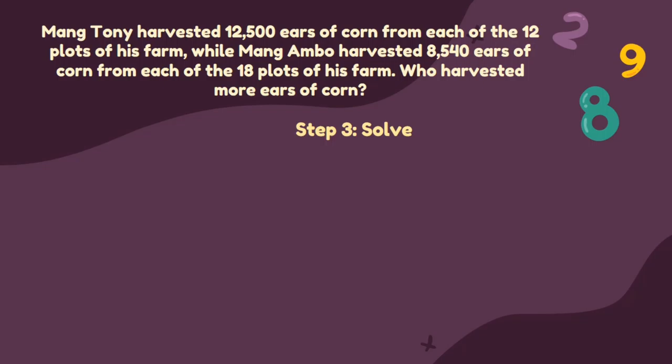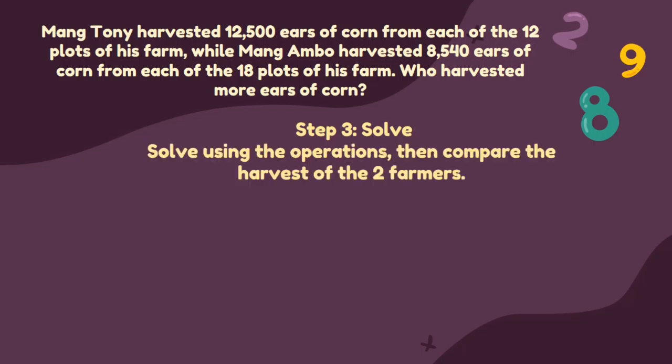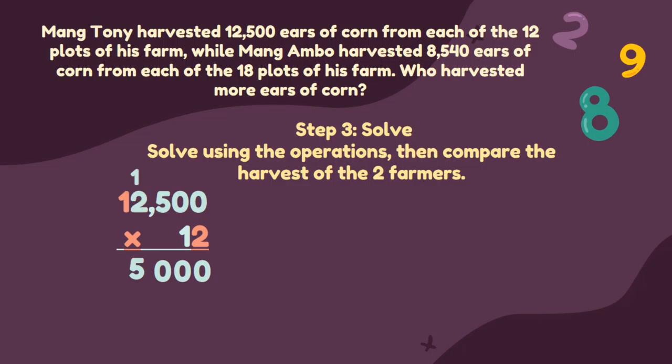Step 3. Solve. Solve using the operations, then compare the harvest of the two farmers. 12,500 times 12. 2 times 0 is equal to 0. 2 times 0 is equal to 0. 2 times 5 is equal to 10. We write 0 and regroup 1. 2 times 2 is equal to 4, plus 1 is equal to 5. 2 times 1 is equal to 2.